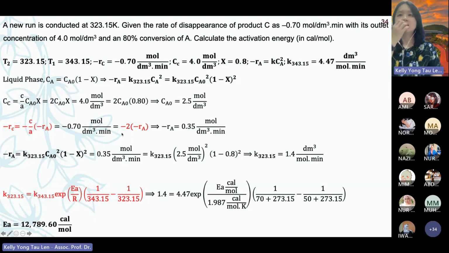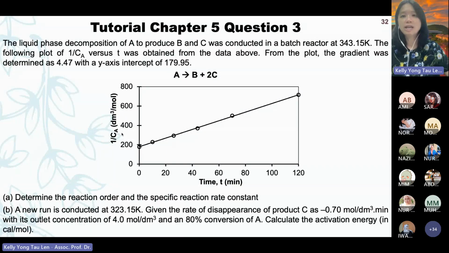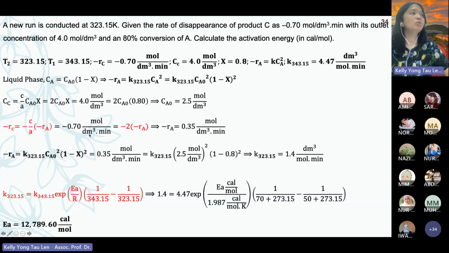Okay. The reaction is 1A producing 1B and 2C. Hold on, I forgot the equation. Okay, the reaction is 1A to produce 1B and 2C. That is why the C per A is 2. So minus 0.70, your minus RC equals negative C per A, technically you should write negative 2/1, but 2/1 is 2, right? So I didn't write 2/1, I just write 2, multiplied with minus RA. So now I get my minus RA as 0.35.